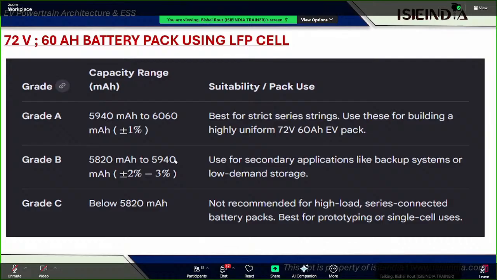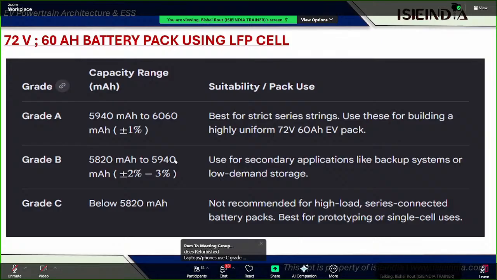So if you are utilizing a 3.2 volt, 6 ampere hour cell to manufacture a 72 volt and 60 ampere hour battery pack, then for grade A, you have to select 5940 mAh to 6060 mAh, right? It is typically called 5.9 Ah to 6 Ah, right? That is called a grade A cell, where your tolerance band is plus minus 1% or plus minus 0.1. Right? Then we have something called a grade B cell.